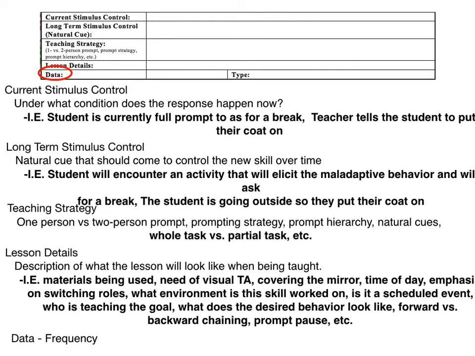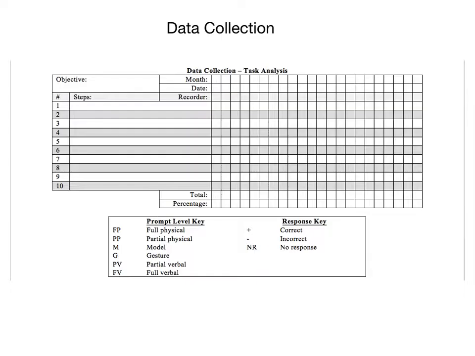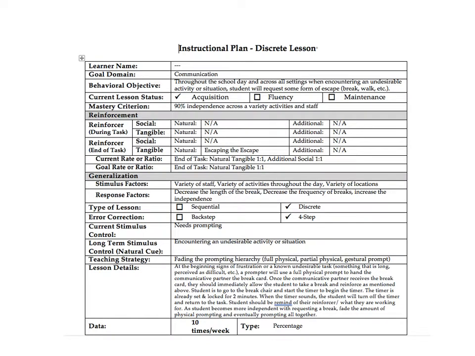Then next are the two little easy sections. We have the data, and here you just put the frequency. So for example, 10 times a week. And then the type, where you're going to put if it's discrete, a time sample, an incidental trial. At the bottom is a task analysis for your sequential lessons. Feel free to use this to gather any data. We also have attached an example of a completed discrete trial lesson as a reference.